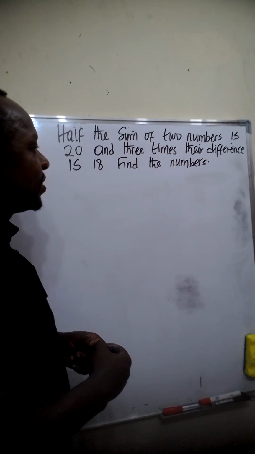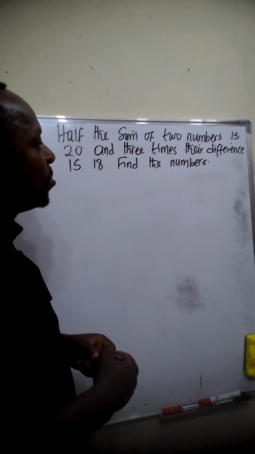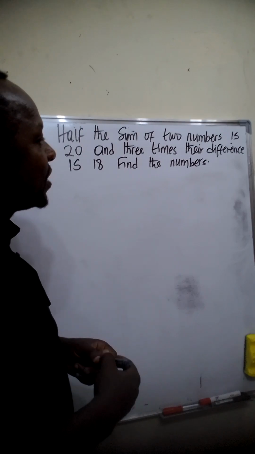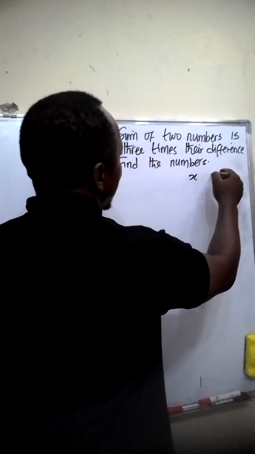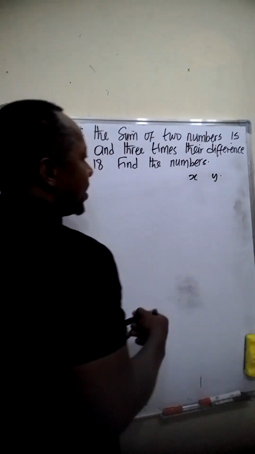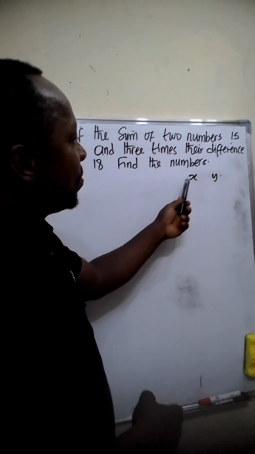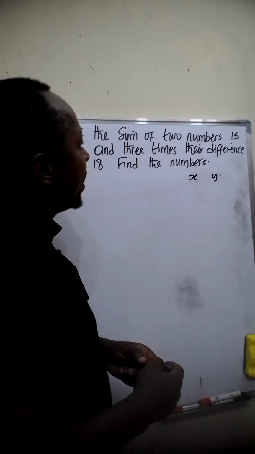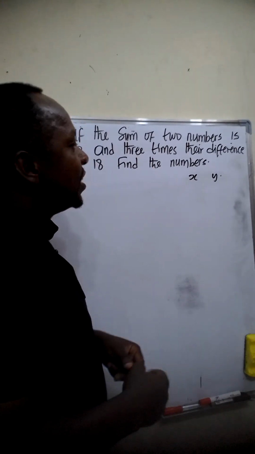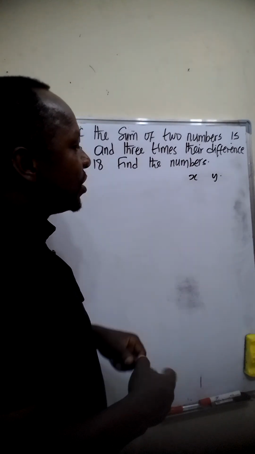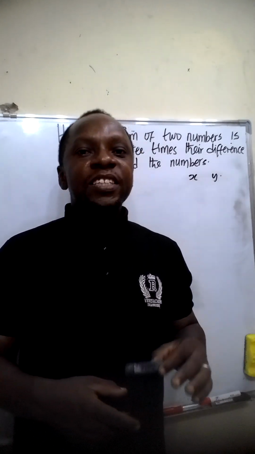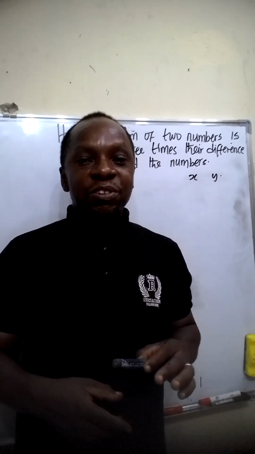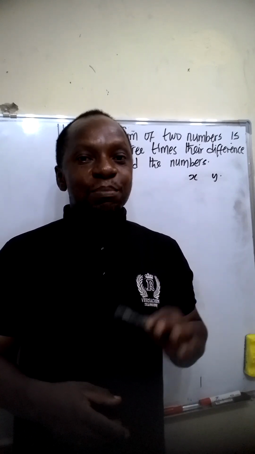Half the sum of two numbers is 20 and 3 times their difference is 18. Find the numbers. Now, we don't know the numbers, so we will start by saying let the numbers be x and y. Since we have two variables, it implies this question is a simultaneous equation. In solving this problem, each of the statements in the question is very important.